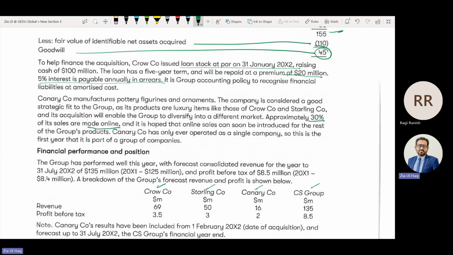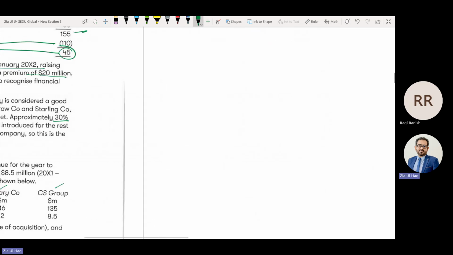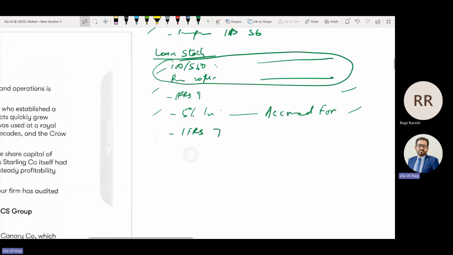Canary Company has only ever operated as a single company. So this is the first year that it is part of a group of companies. We'll put a heading, Canary Company. This risk is relating to Canary Company.